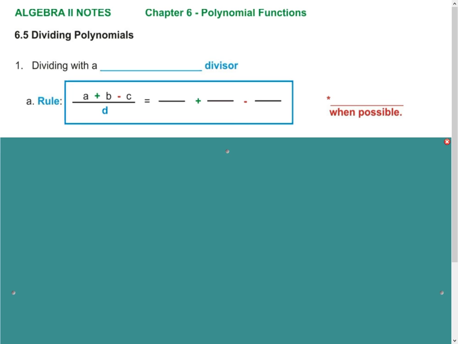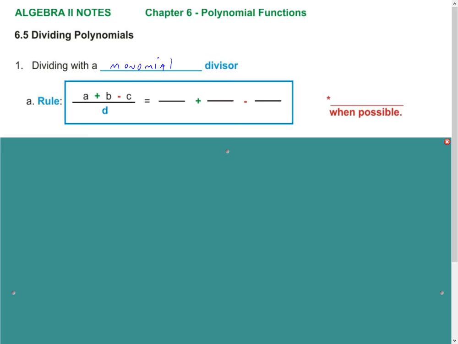Here we go. So dividing with a monomial divisor. So we've got to do a couple monomial. Boy, that is wonderful. Everything's odd because everything's updated. And so the pen looks different. Everything. Desktop looks different. It's not quite responsive.